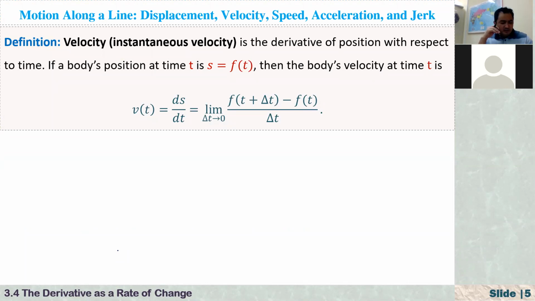Anyway, how about motion along a line? That is displacement, velocity, speed, acceleration, and jerk. All right. So when we say motion along a line, we mean along a line segment. It may be a simple straight line, a horizontal line, or a vertical line, right?